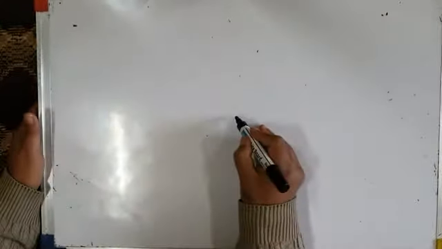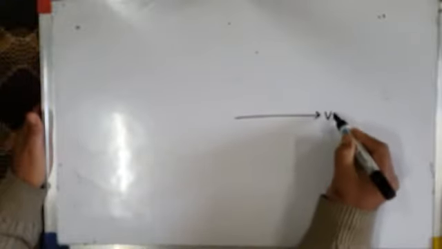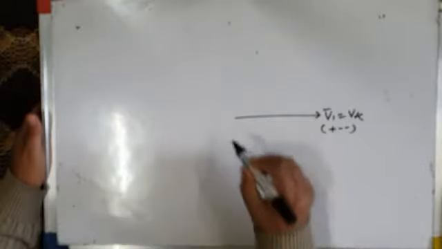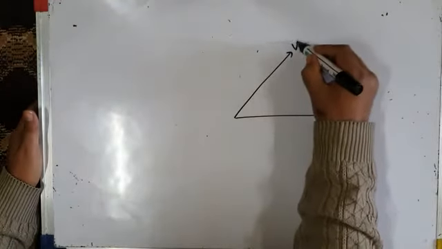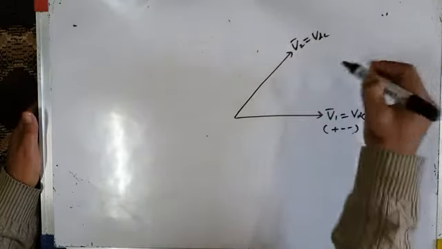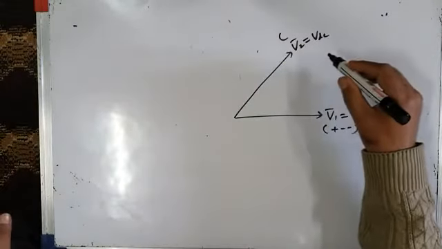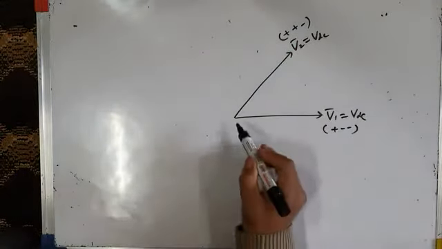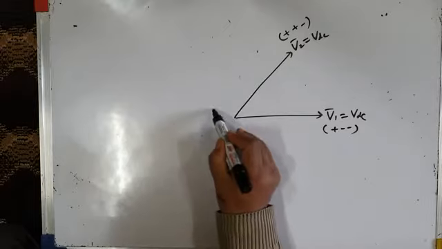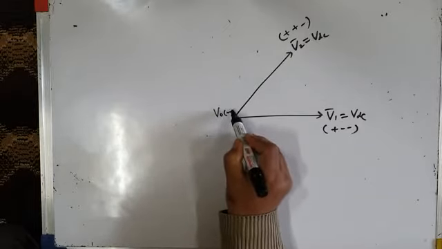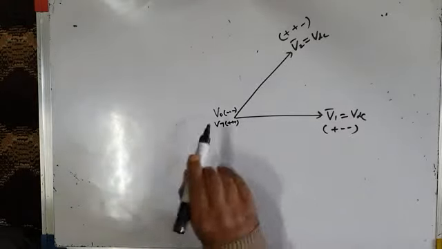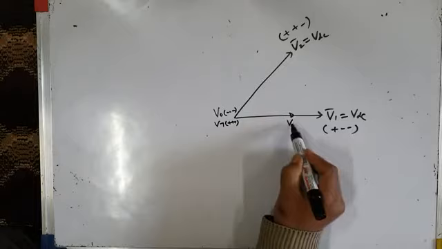Again, I will take V1 voltage vector, which is equal to VDC, which represents plus minus minus switching state, and this is V2 voltage vector, which is also equal to VDC, which represents the switching state plus plus minus. This is another voltage space vector. Let us suppose, and I have 0 voltage vector also, minus minus minus. I have another 0 voltage vector, plus plus plus. Let us suppose my reference vector is here, Vref.